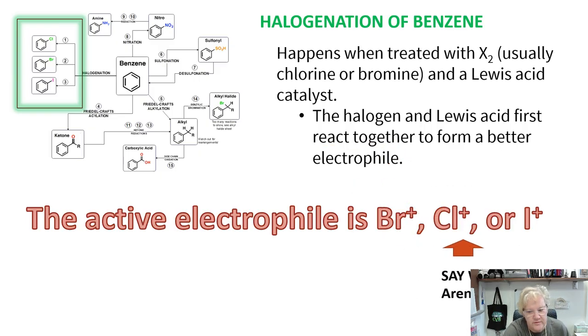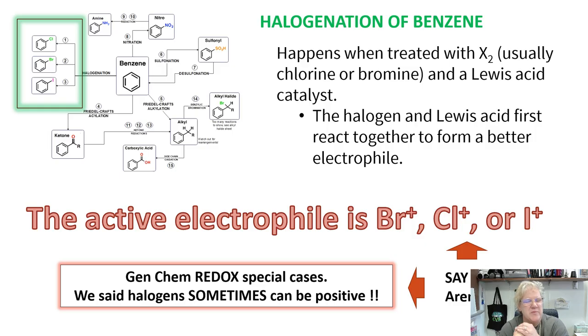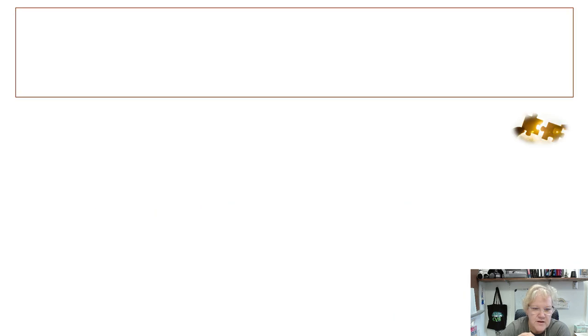Now I know some of you are out there saying, say what? Aren't these all supposed to be negative 1s? That's what Gen Chem taught me. But you also have to remember, we did have some special cases in Gen Chem. We said sometimes they can be positive. So it's important to have that Lewis acid catalyst to make these electrophiles.